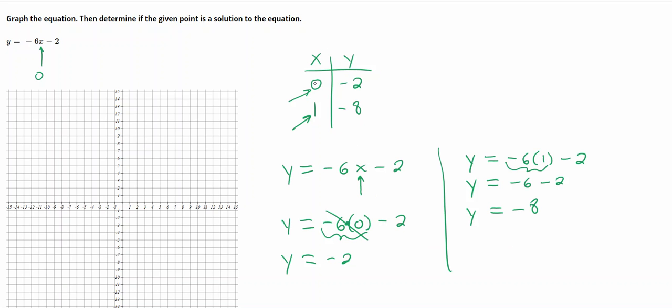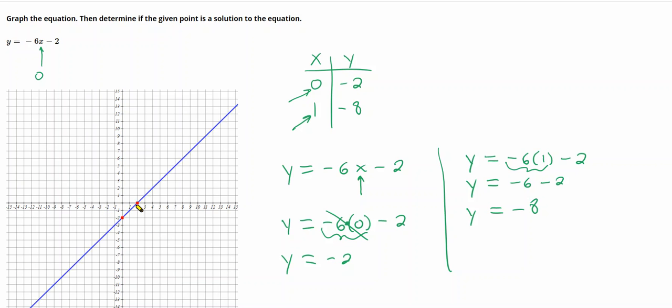I found when x is 0, y is -2. When x is 1, y is -8. Okay? So now we'll plot these. So when x is 0, that's right here, right? And then our y is -2. So right there, that's our first point.